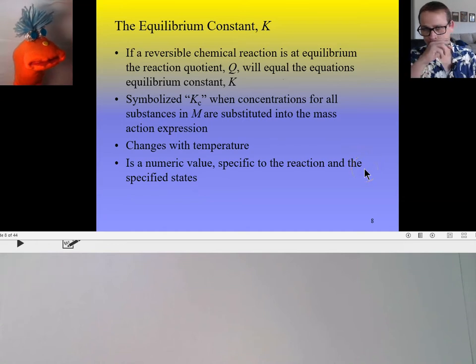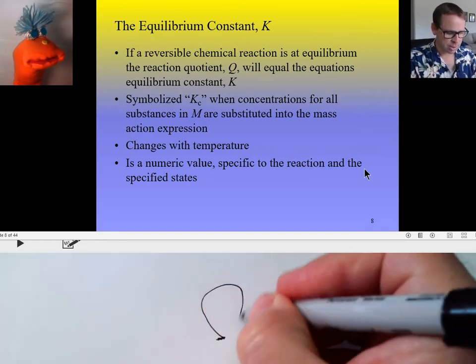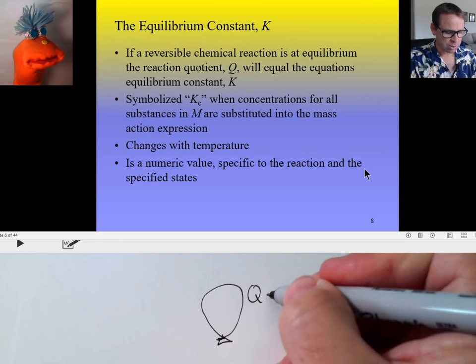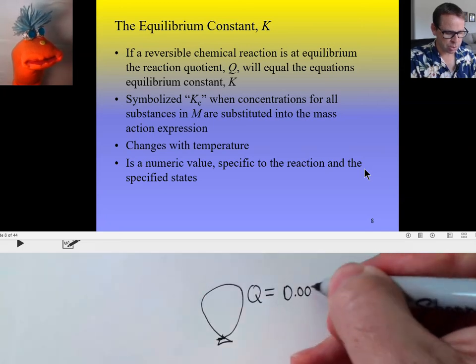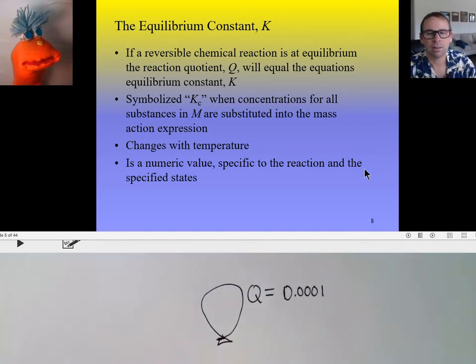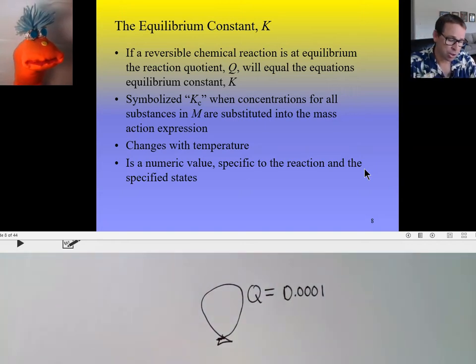Okay, excellent. So the Q value tells us what the equilibrium condition is at the current scenario, the current condition, right? So I have a chemical reaction here inside this balloon. The Q value, whatever it is, maybe the Q value is 0.0001. That tells me the current equilibrium condition in there.